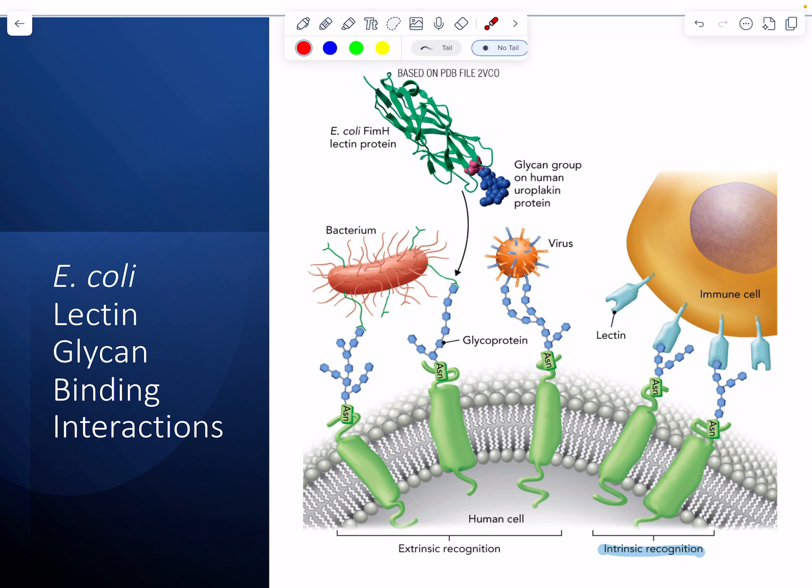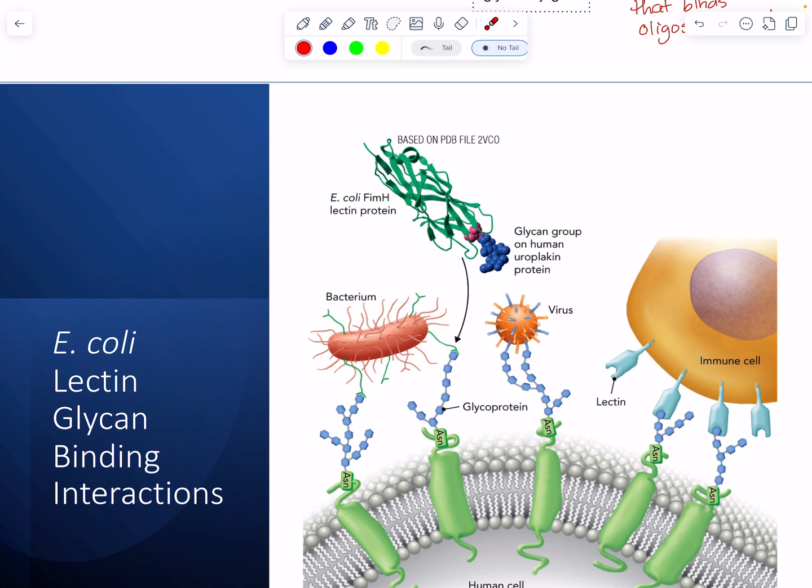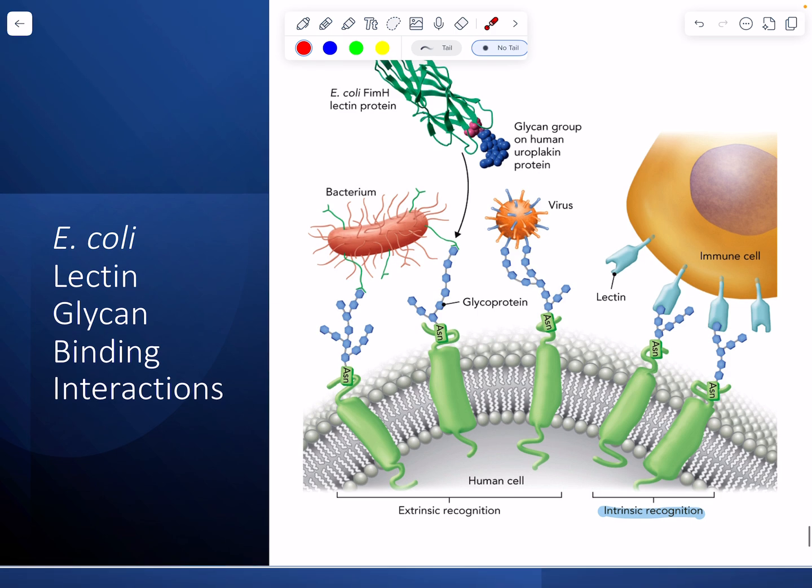And then our extrinsic recognition: bacteria and viruses, if there are incompatible proteins, they're going to bind there and recognize.